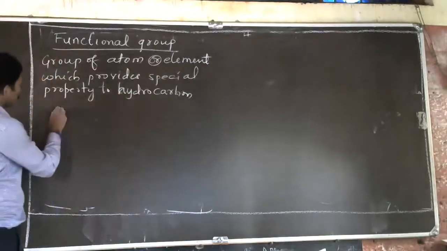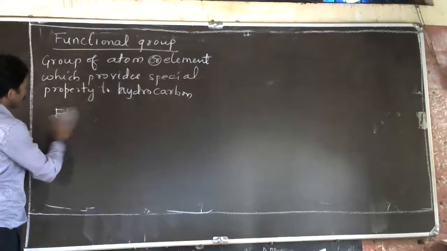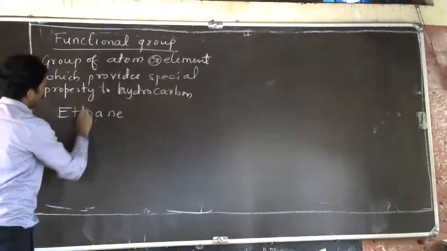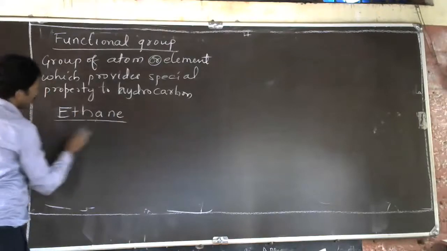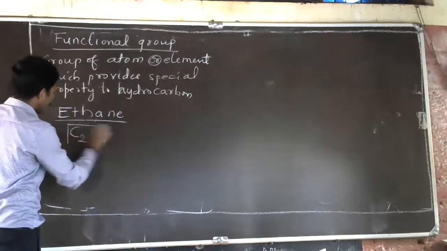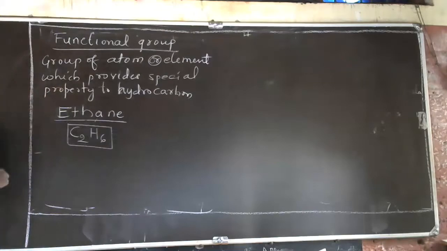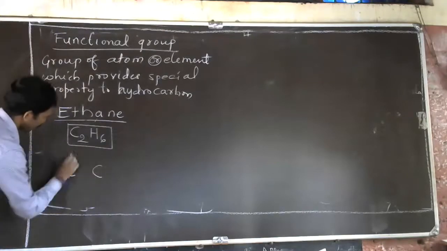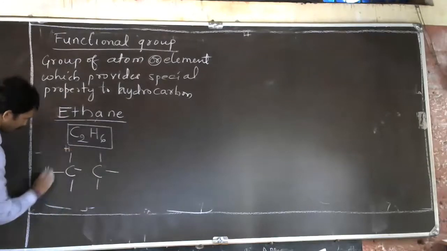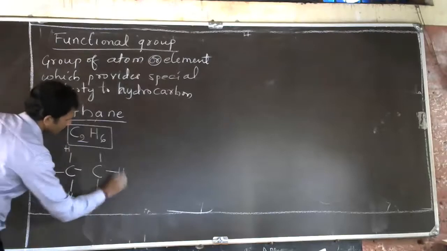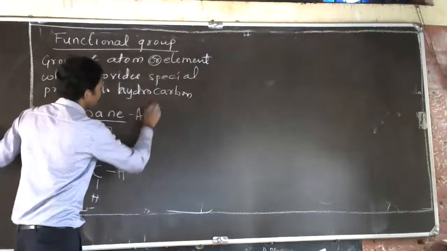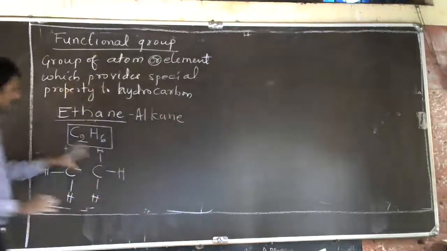Say I am going to write one hydrocarbon over here. I am going to write ethane. So ethane means what? C2H6, the molecular formula. If I write the structure for this, it is like this. You know it already. This is one of the members of alkane. So this is the hydrocarbon.